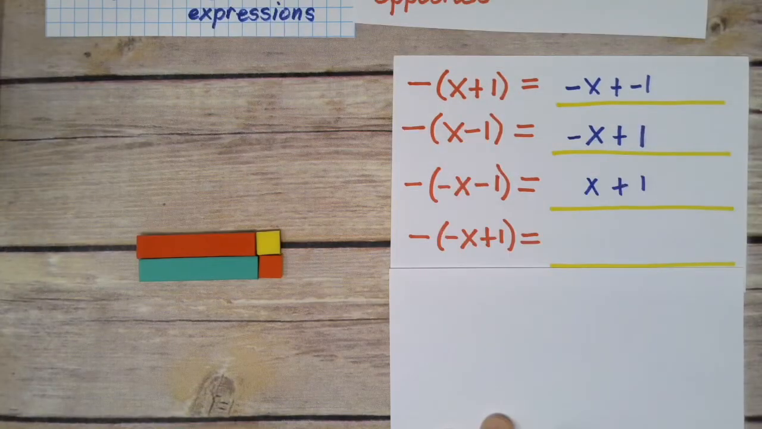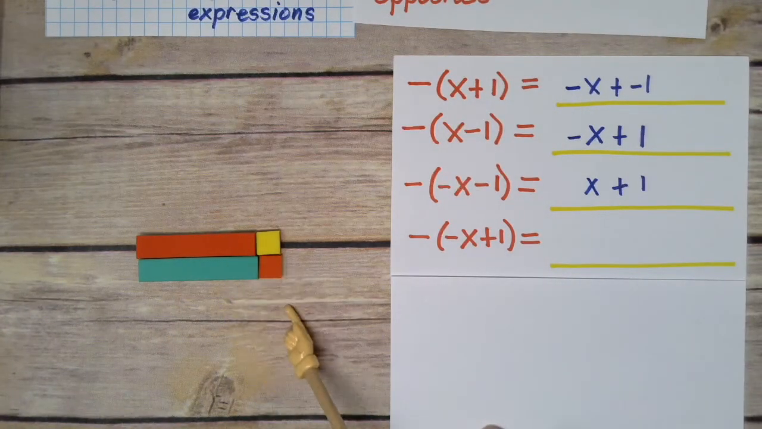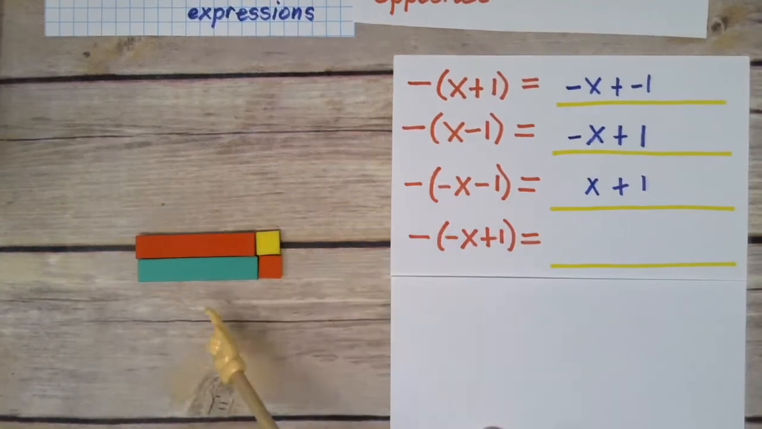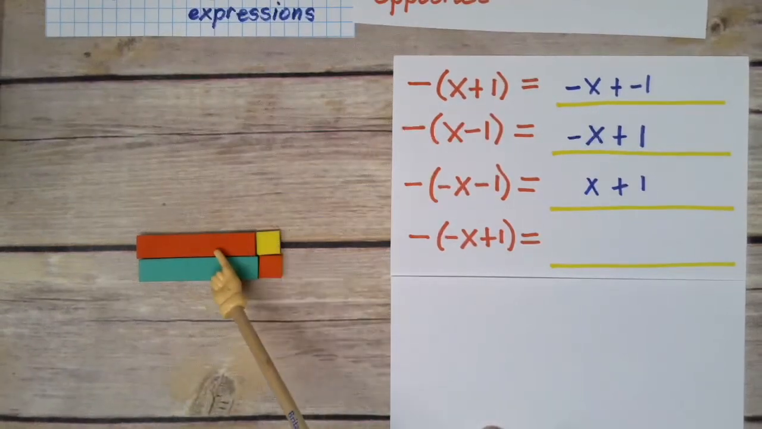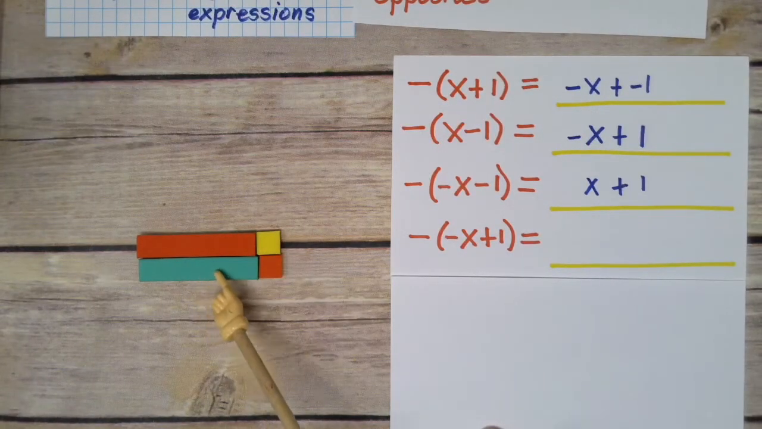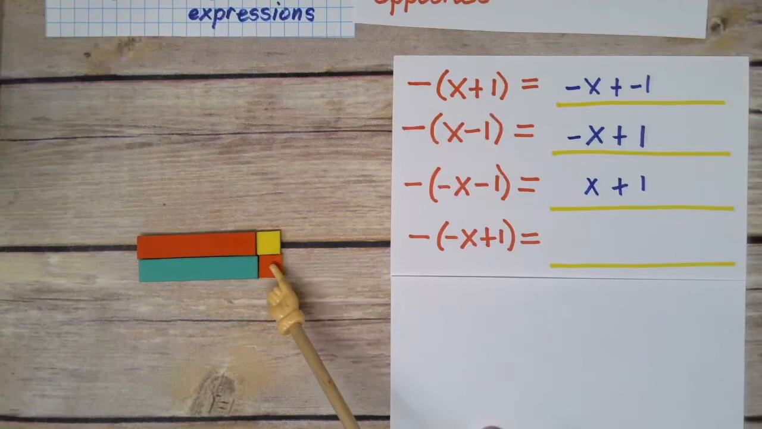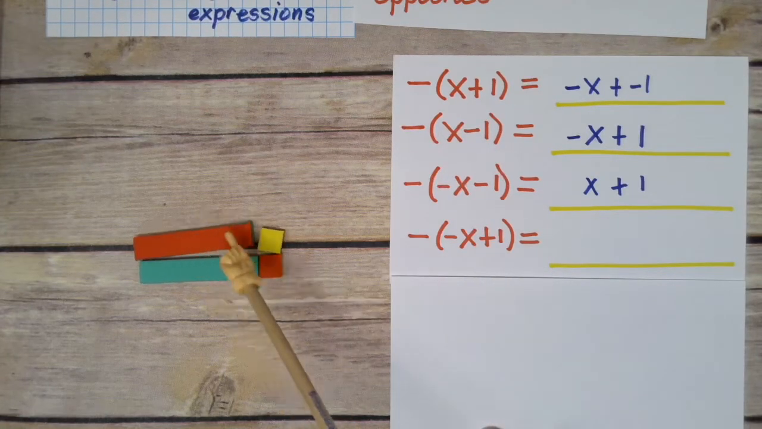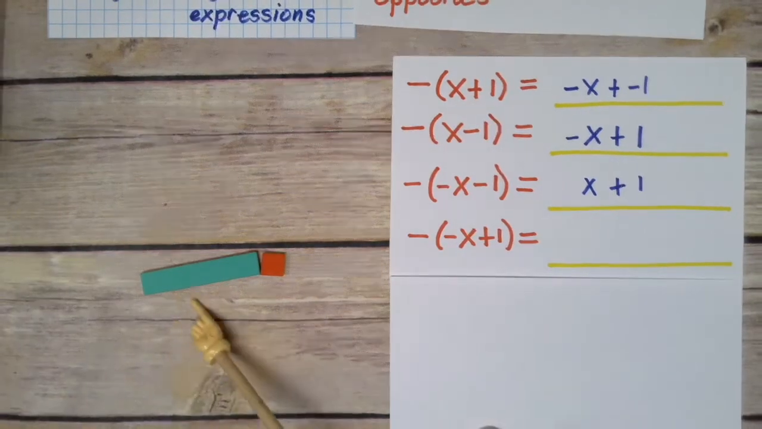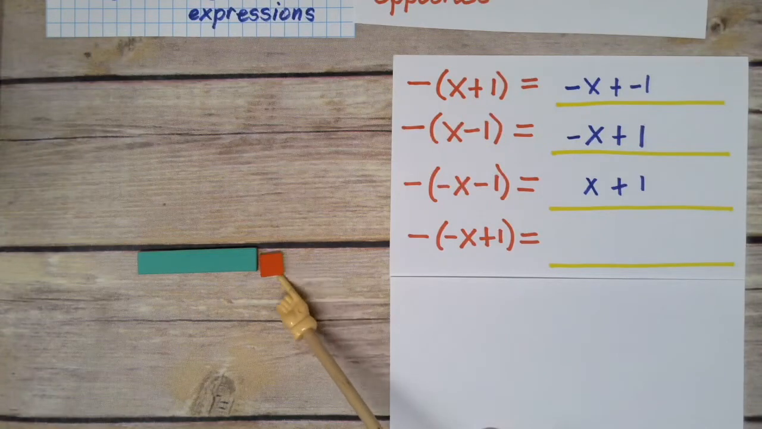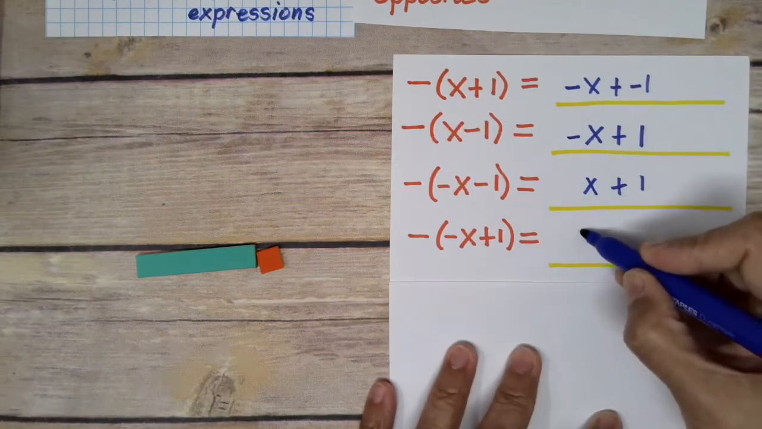And then lastly, we have the negative of negative x plus 1. We have here a zero pair because we started with nothing, so we need to bring in a zero pair with the x and the 1's. This first row represents negative x plus 1, and the second row represents the opposite of the first row. We have positive x and negative 1. Now let's take away negative x and then take away positive 1, and that leaves the green, which represents positive x, and the orange square that represents negative 1. Therefore, the negative of negative x plus 1 is positive x plus negative 1.